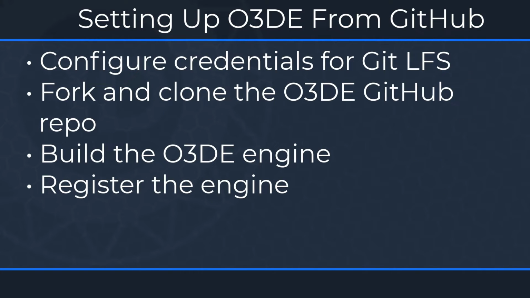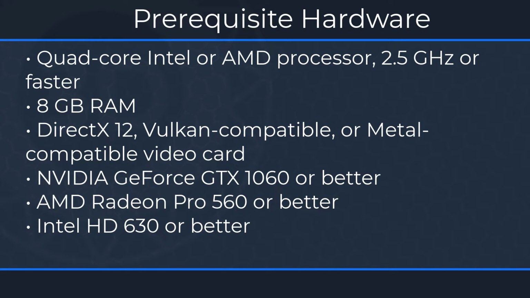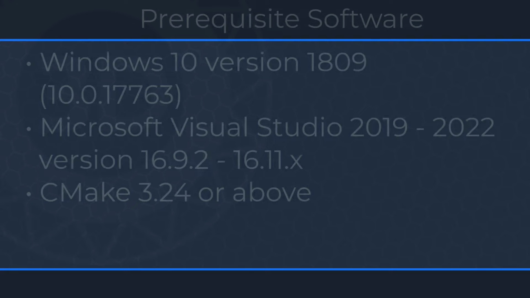In this video, we're going to review the process of setting up O3DE from the GitHub repository. The specific steps include configuring credentials for Git LFS, forking and cloning the O3DE GitHub repo, building our engine, and registering the engine.